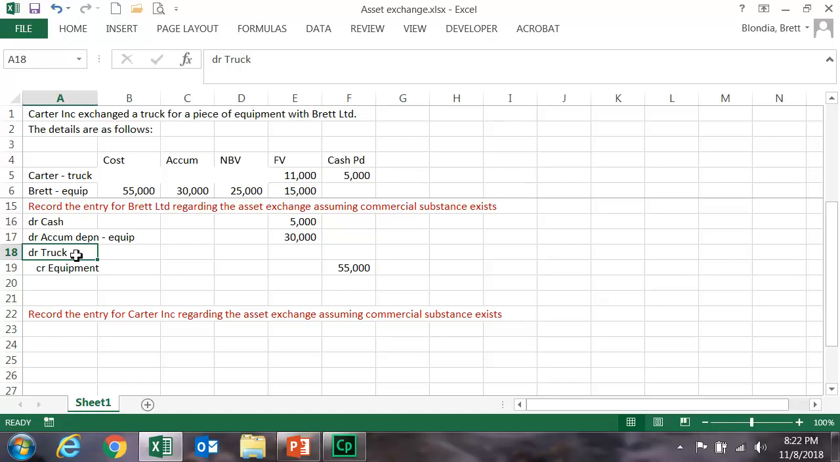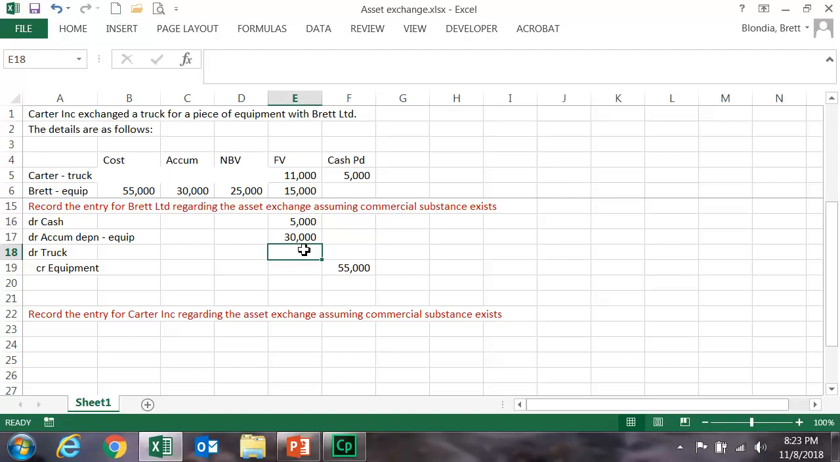So even though this can seem tricky, there are a ton of free marks. Don't get worked up. Stay calm and just get those free marks. And now we can apply our theory, right? Now, the theory is because commercial substance exists, we want to set the incoming asset up at the fair value of what we gave up.